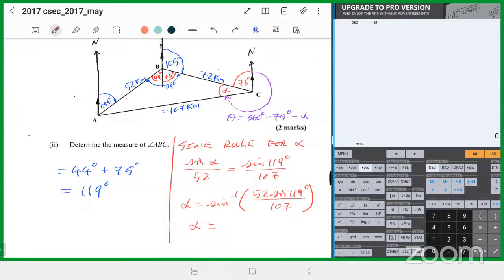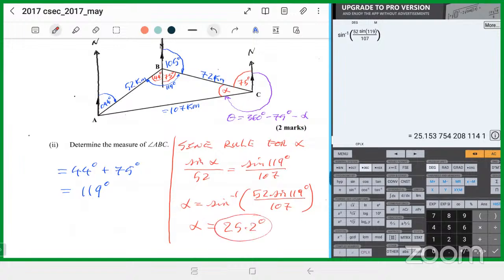So we're going to get sine to the minus 1 of a fraction, 52 sine of 119 all over 107. That gives us 25.2 degrees, sorry, 25.2 degrees. I'm going to take this 25.2 degrees and put it here now to get the theta.